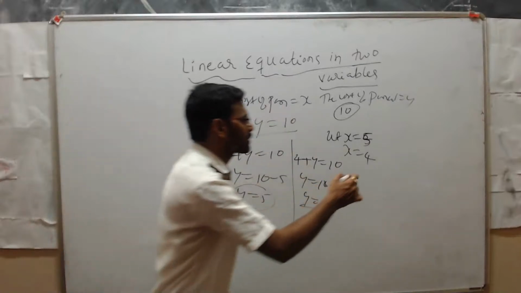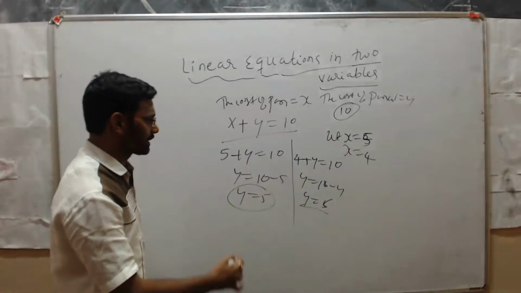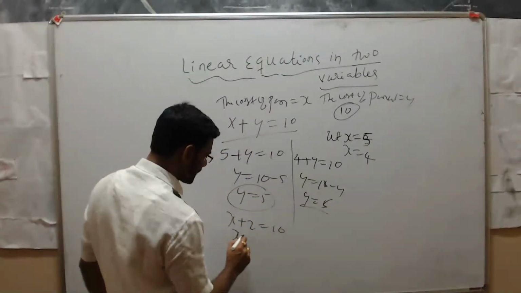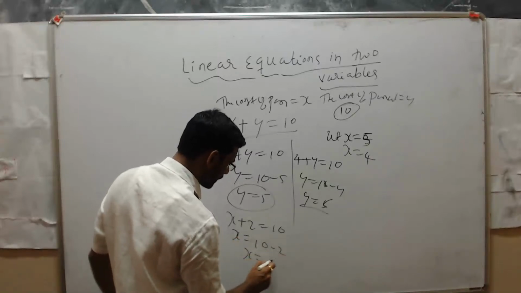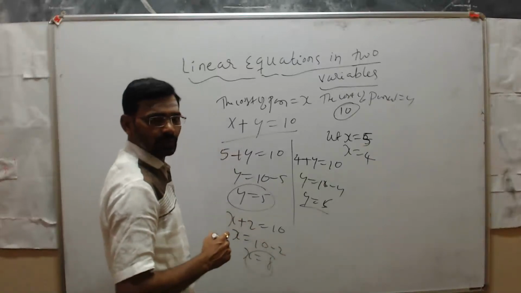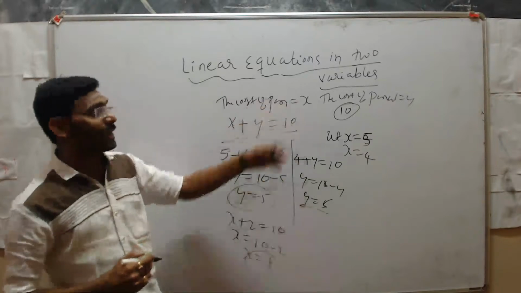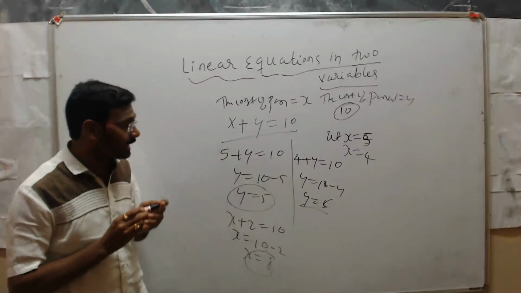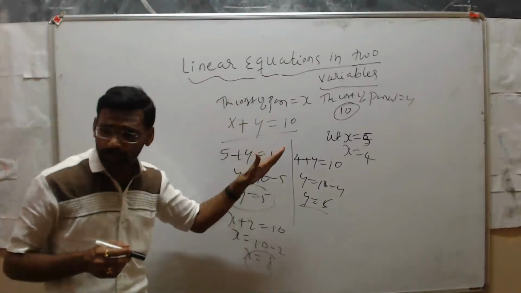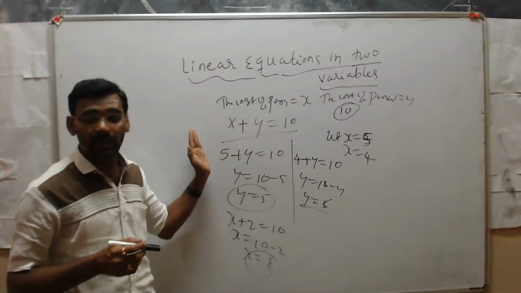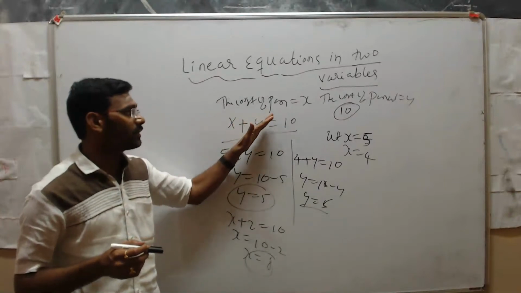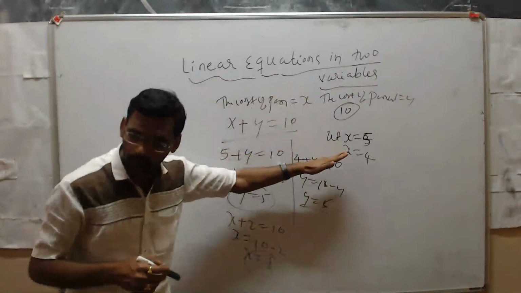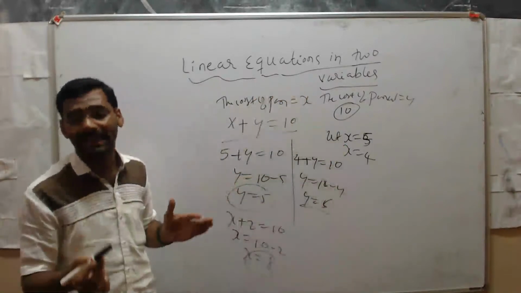If pencil value is 2 rupees, then x plus 2 is equal to 10, x is equal to 10 minus 2, which is how much? 8. If pencil value is 3 rupees, pen value is 7. If pencil value is 1 rupee, pen value is 9. If the pen value is 6 rupees, pencil value is 4 rupees. What does it indicate?